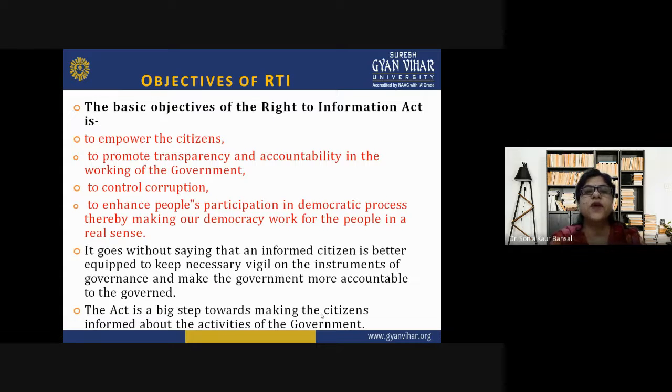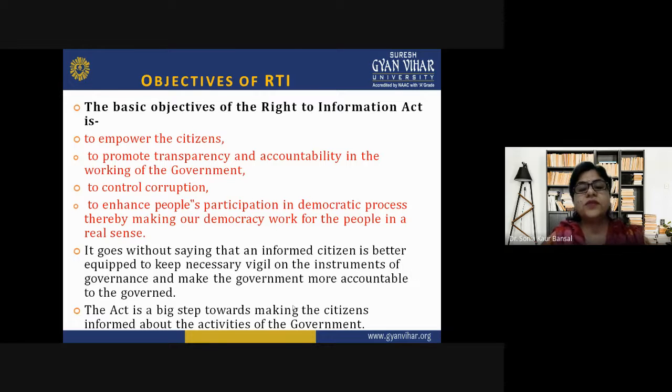Now, objectives of RTI. So, for what purpose was RTI set up? The basic objectives of the Right to Information Act are to empower the citizens, to promote transparency and accountability in the working of the government, to control corruption, and to enhance people's participation in the democratic process, thereby making our democracy work for the people in a real sense.